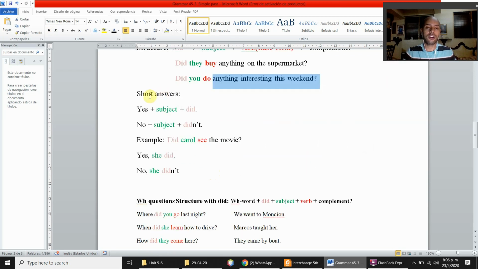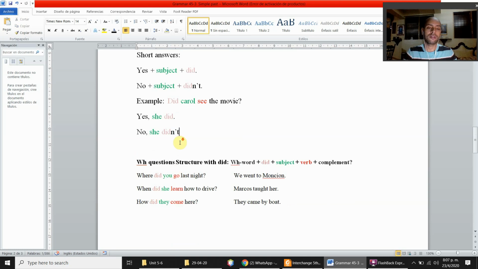And this is the structure of the short answers. The positive, yes, subject did. No, subject did not. An example. Did Carol see the movie? Yes, she did. Yes, the subject and did. No, she didn't. No, the subject and did not.